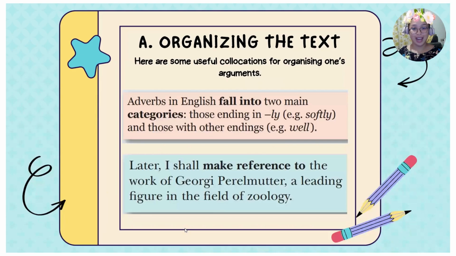This is part A. It's all about organizing the text. Here are some useful collocations for organizing one's arguments. Adverbs in English fall into two main categories: those ending in ly, for example, softly, and those with other endings, for example, well. Later, I shall make a reference to the work of Georgi Perelmutter, a leading figure in the field of zoology.